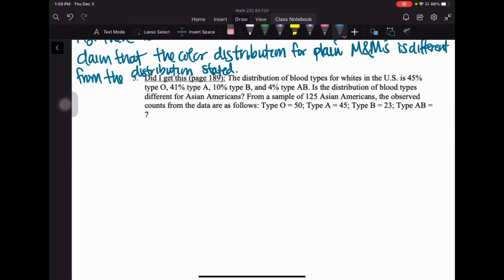Question number 5 is another chi-squared test. I encourage you to do your state plan, do conclude, and come back and check in.